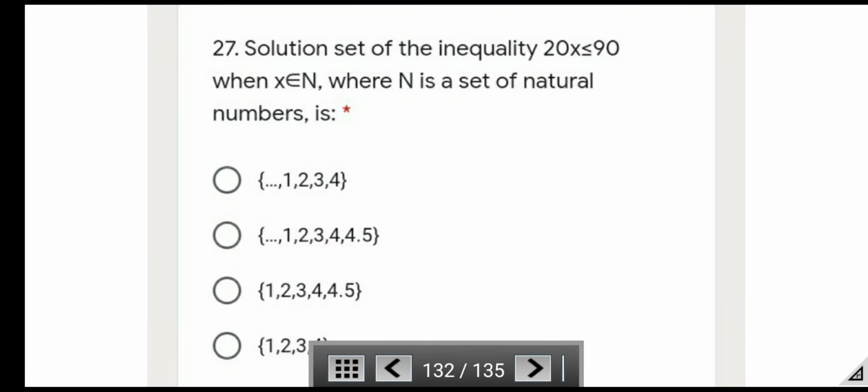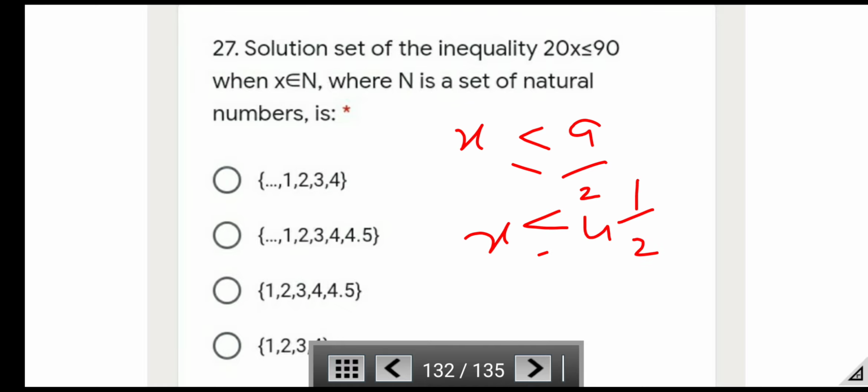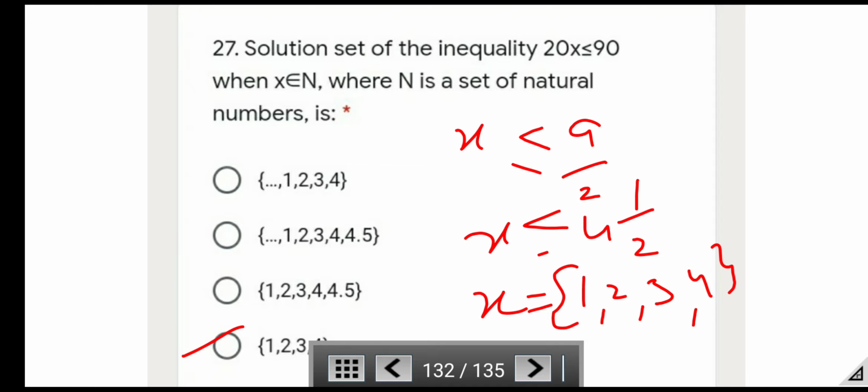Now next question. Question number 27. Solution set of the inequality 20x less than or equal to 90. Now divide by 20 on both sides. We get x is less than or equal to 9 by 2, that is, x is less than or equal to 4 and 1 by 2. Now if N is the set of natural numbers and x belongs to N, so x takes values 1, 2, 3 and 4. So the last option is the right option.